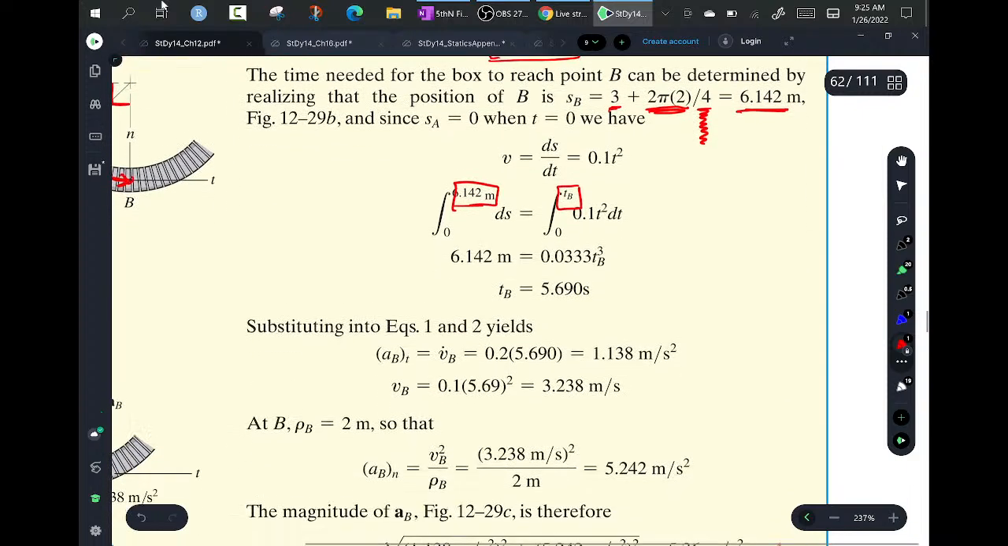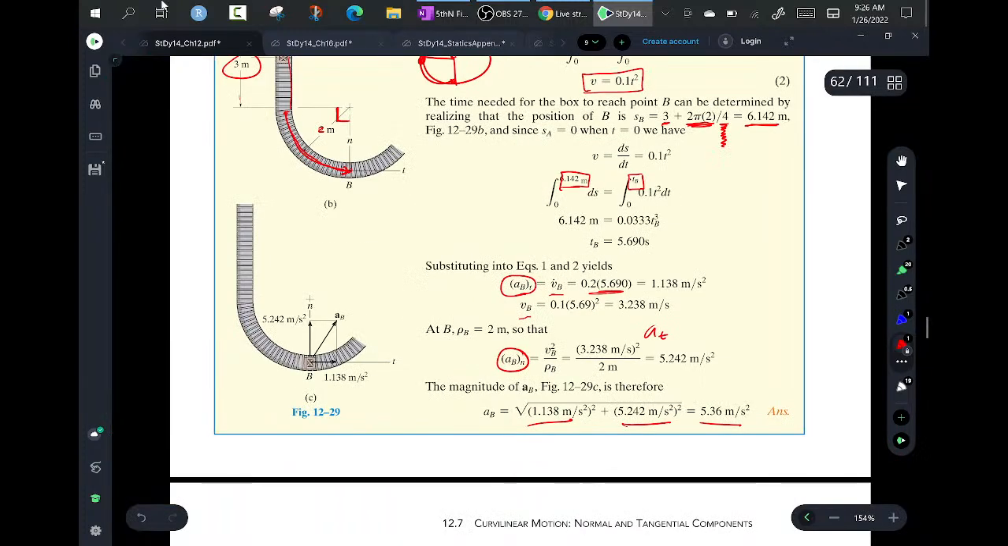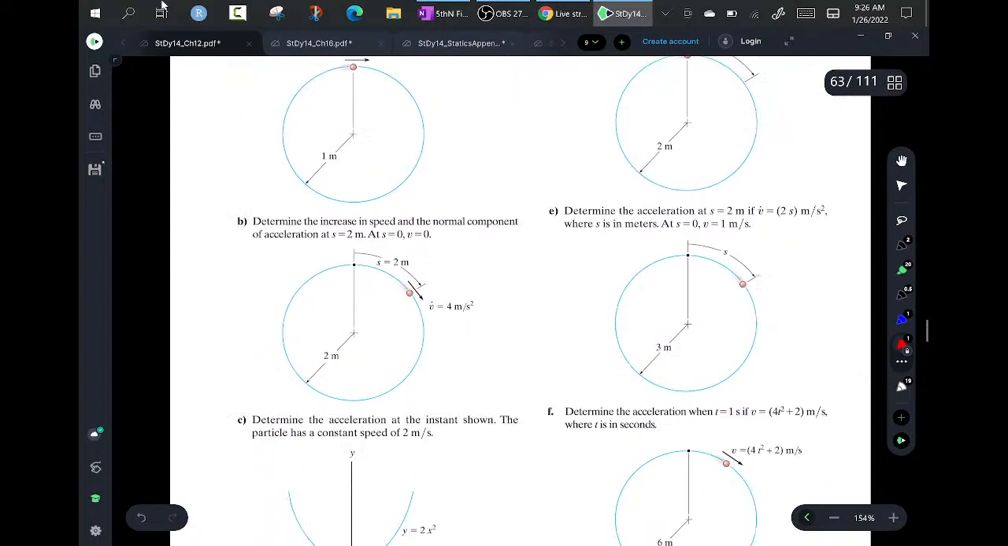Did he want anything else? Oh, you want to know the acceleration when you got there. You got to put in the acceleration here. That gives you the component. So you got 2 accelerations: acceleration tangential and acceleration normal. And so you get both of those. Square root of the squares. So there are weird things you could ask like this.